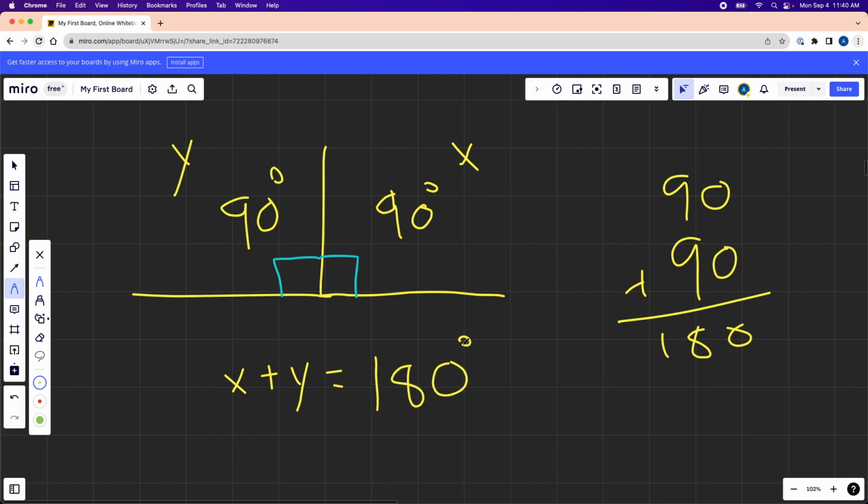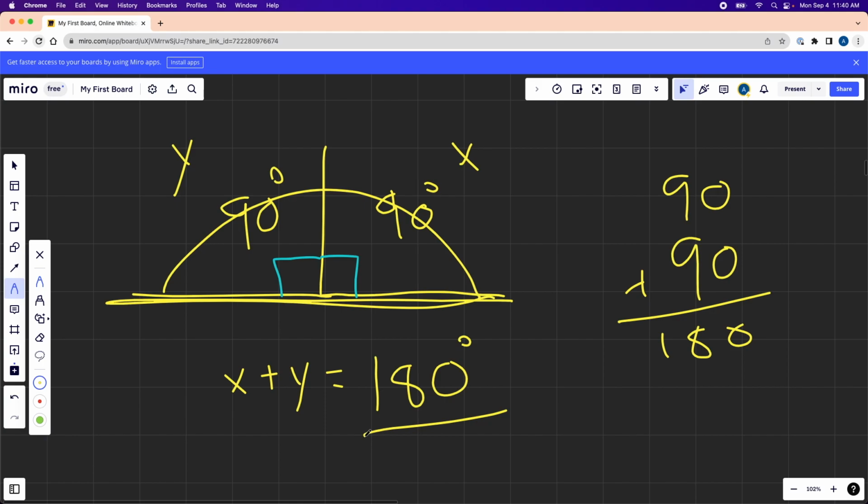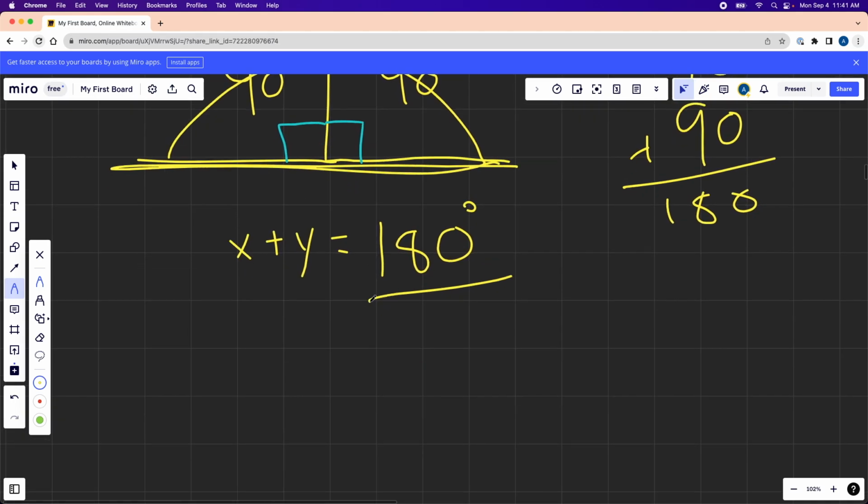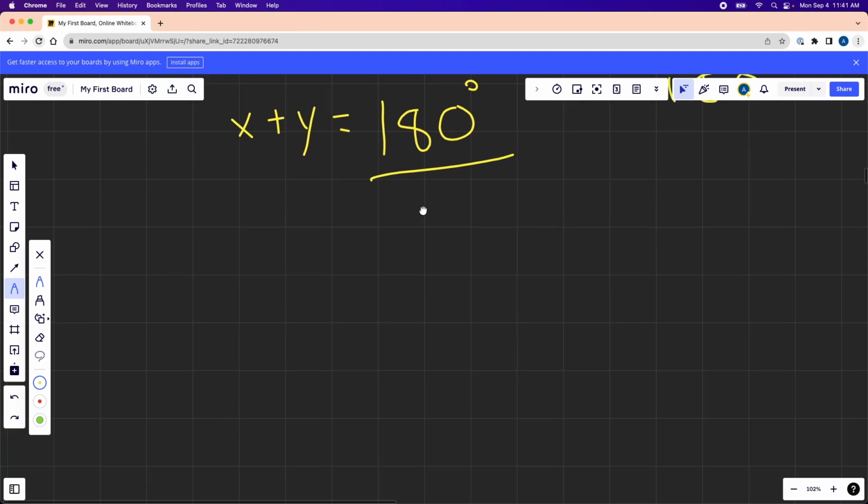We can see that this whole angle now is 180 degrees. A straight line is 180 degrees, and that is true for all straight lines. We can now say X and Y are supplementary angles. That is literally the definition of supplementary angles: given two angles, if their sum equals 180 degrees, then they are supplementary angles. And if two angles together make a straight line, then they are supplementary angles.